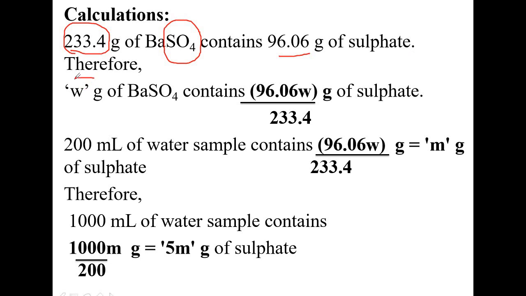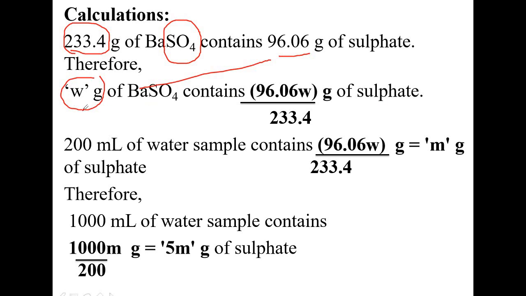But whatever weight you have got is the barium sulfate weight W. W is the weight of barium sulfate that you have got from the difference of the two weights, that is, final weight minus initial weight. You have to calculate how many gram of sulfate this much weight of barium sulfate contains. This is just cross multiplication. 96.06 into W divided by 233.4 gram of sulfate is present in W gram of barium sulfate.